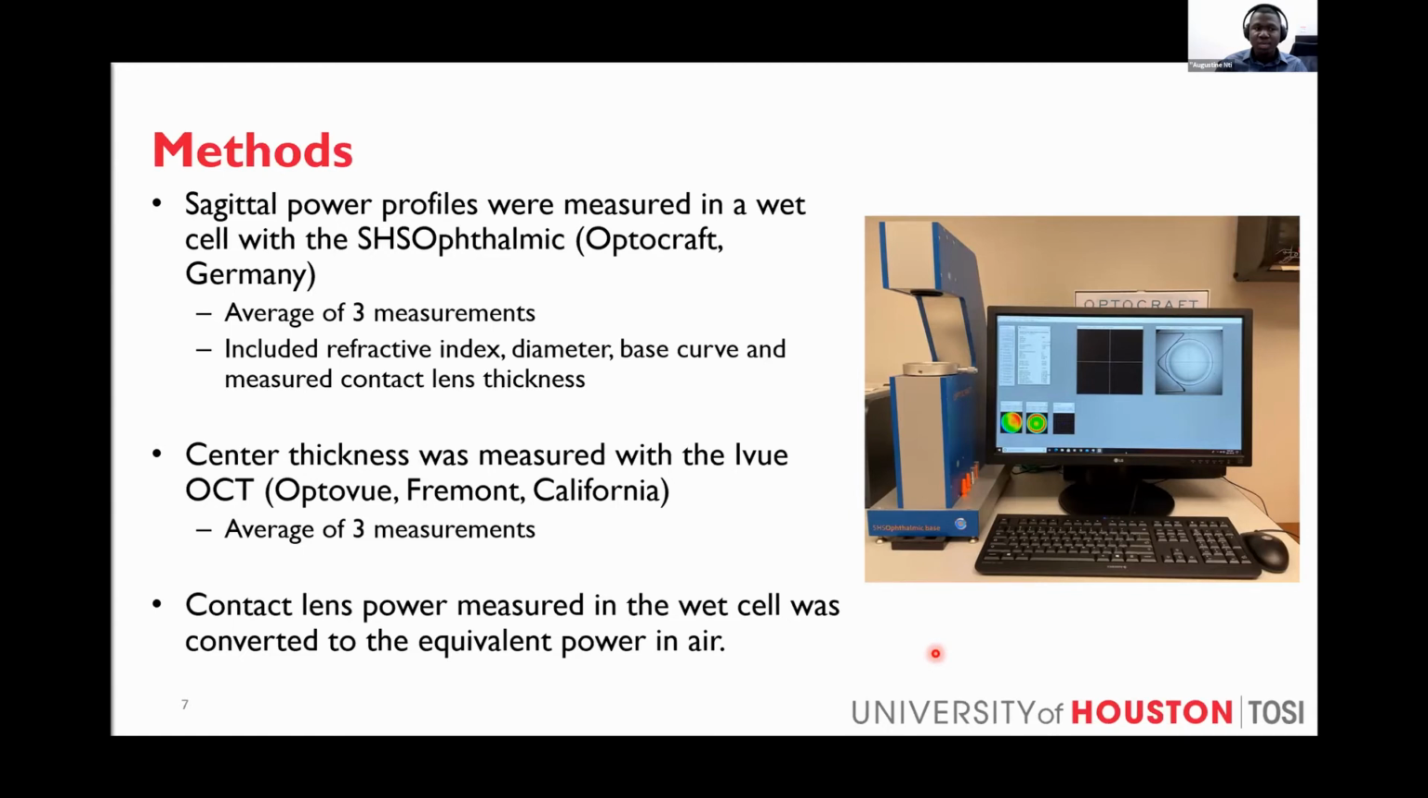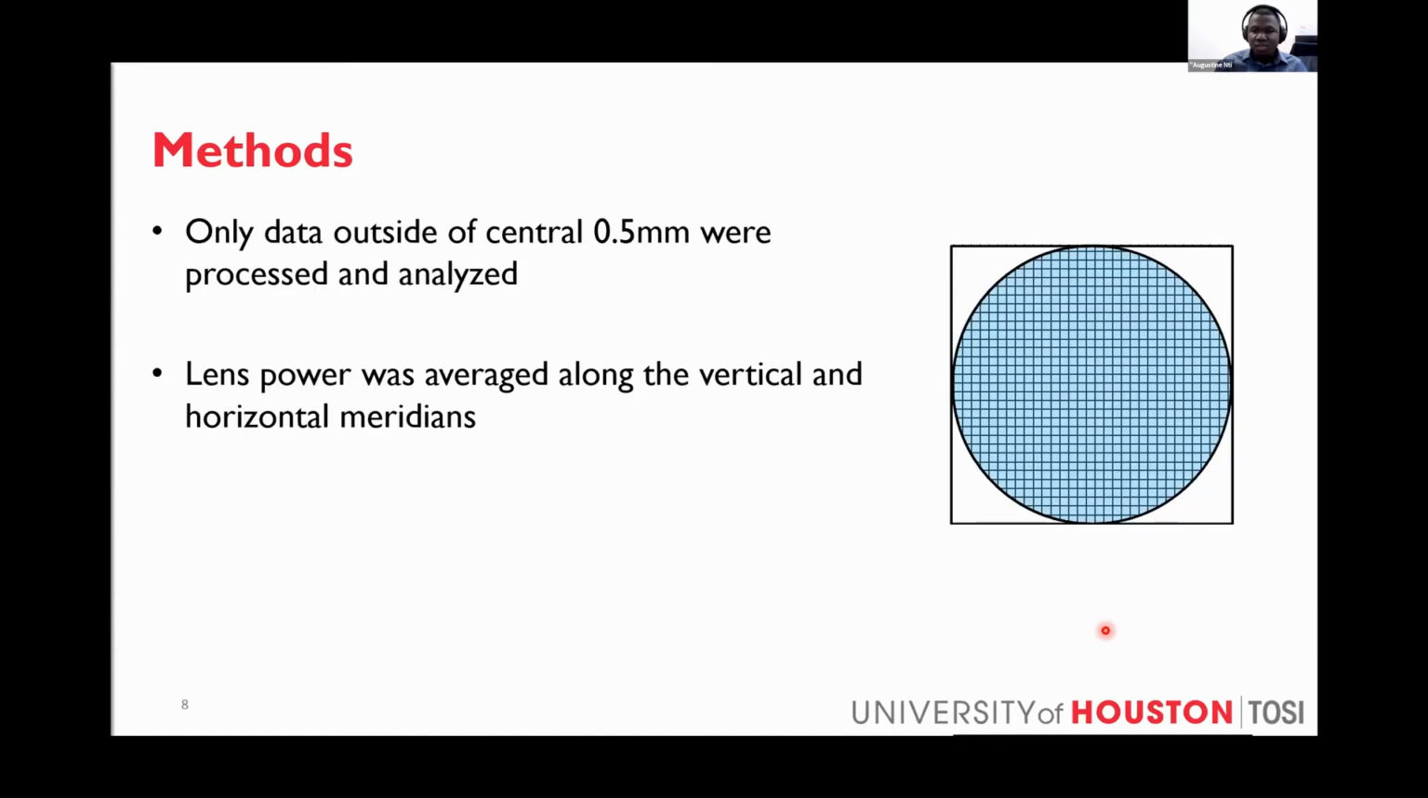The lenses were placed in a wet cell. The wet cell also contained the same ISO standard PBS. And then we took 3 measurements on each contact lens and averaged. We also measured the center thickness of each contact lens with the iView OCT, and then entered the measured contact lens, the refractive index, and other optical parameters into the SHS ophthalmic software to generate the power profiles. And because we're measuring the power profiles in a wet cell, the power was then converted to the equivalent power in air before analysis.